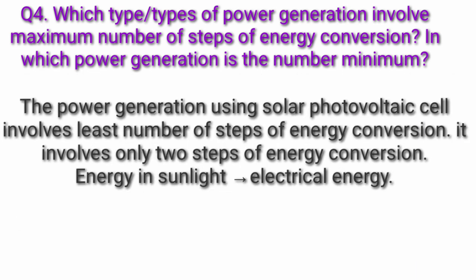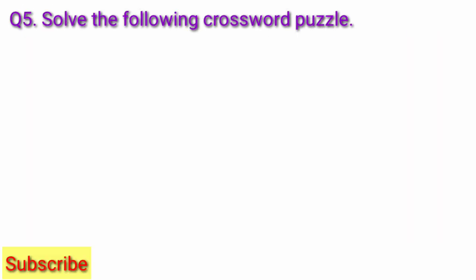The power generation using solar photovoltaic cell involves least number of steps of energy conversion. It involves only 2 steps of energy conversion, that is energy in sunlight, electrical energy. Next, question 5. Solve the following crossword puzzle.